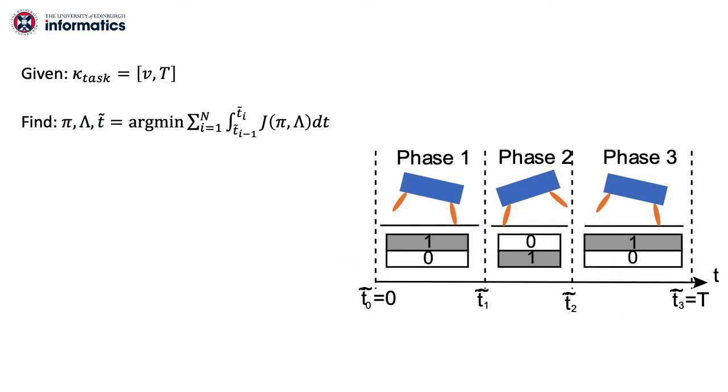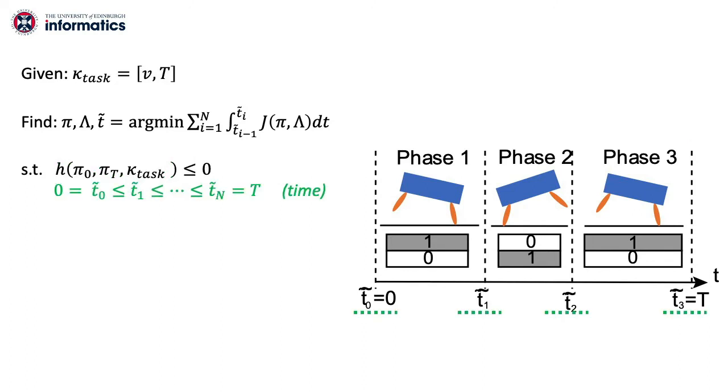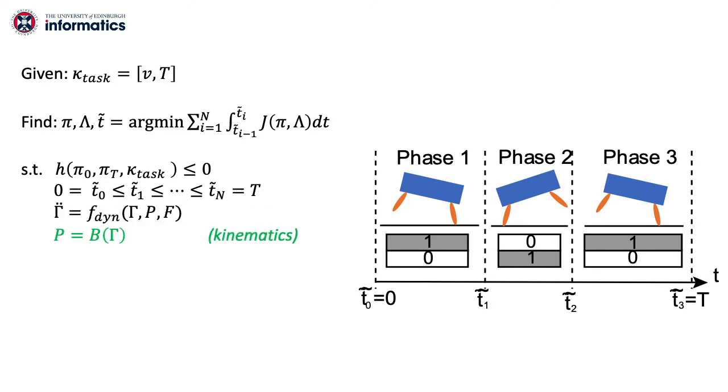To ensure the motion is physically consistent, we enforce task constraints to fix the initial and terminal robot configuration according to the task descriptor. Switching time constraints to ensure they increase monotonically. Dynamics constraints where we use a single rigid body model with mass-less limbs to describe the robot dynamics. Kinematics constraints that use a box to approximate the feet reachability. Friction cone constraints to prevent feet sliding.